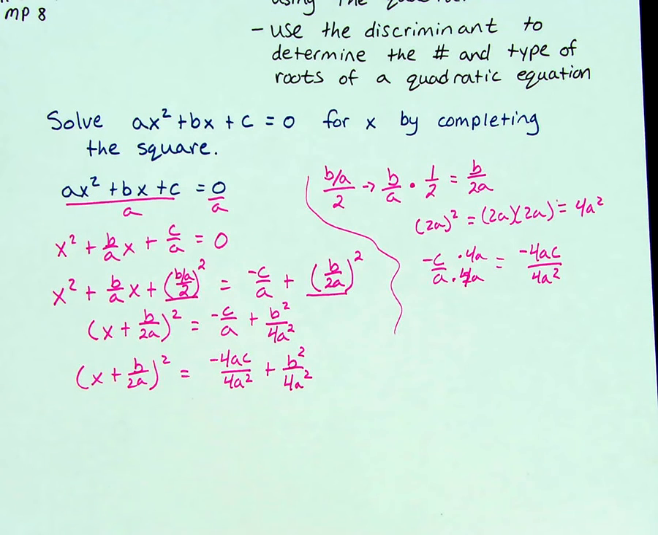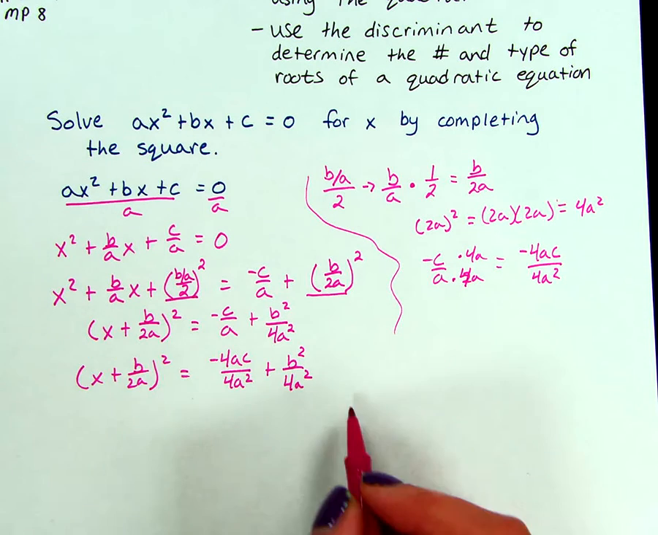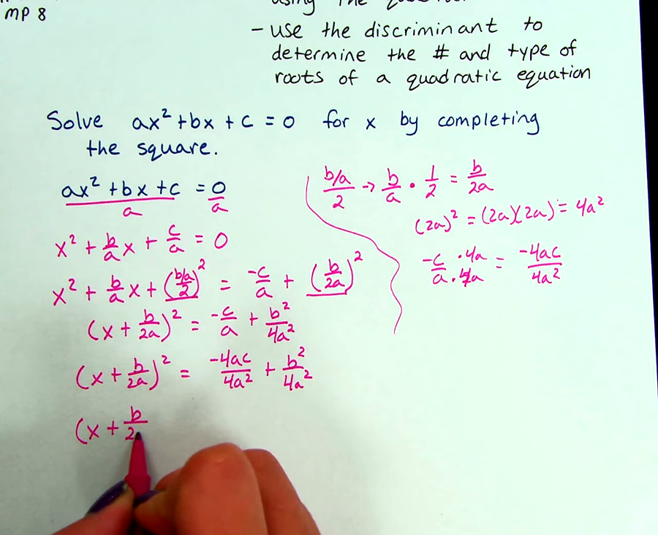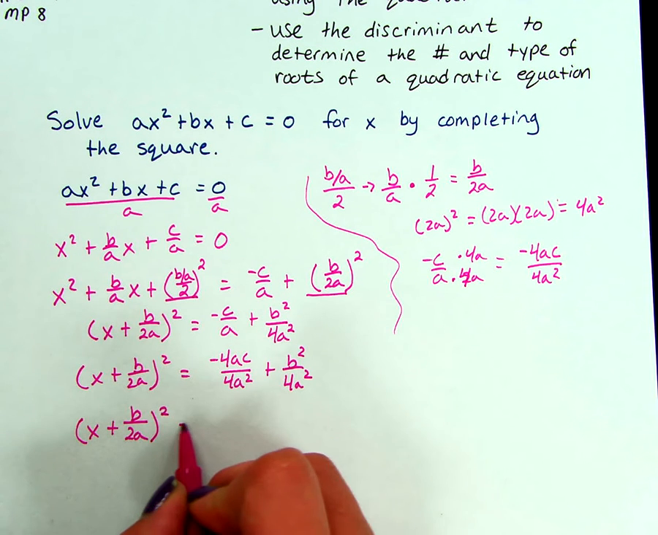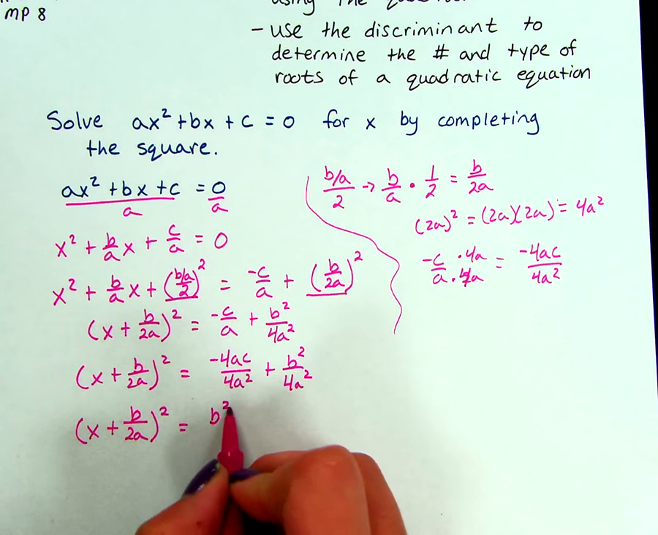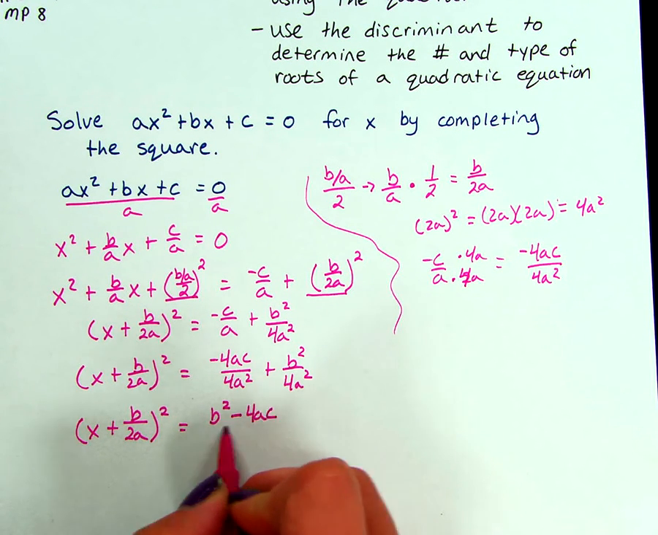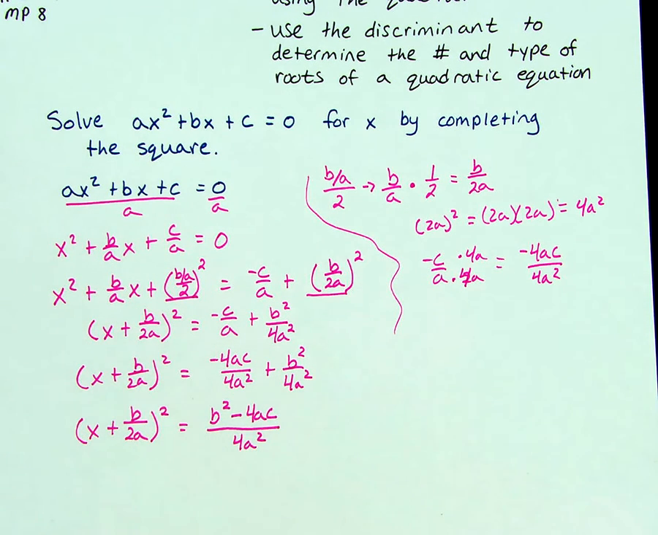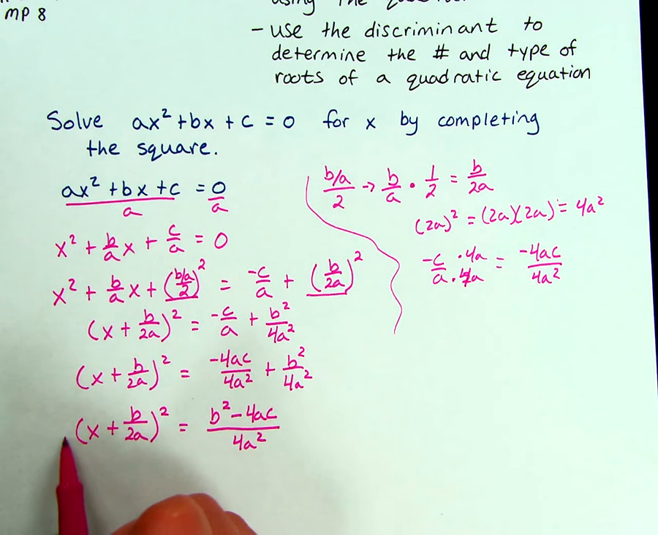So I'm just going to write that as one fraction since my denominators are the same. So we can't combine, so I'm just going to write it out horizontally, and I'm going to put the b squared term first because it's positive. So now we have x plus b divided by 2 times a squared equals b squared minus 4ac all over 4a squared. So now we can take the square root of each side.